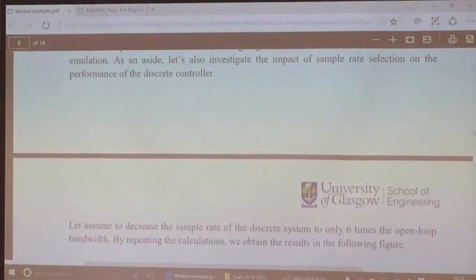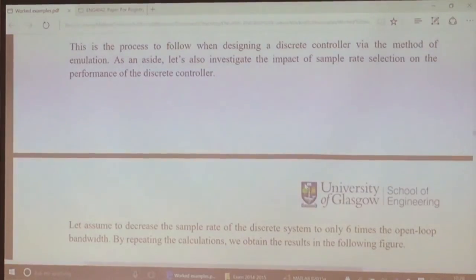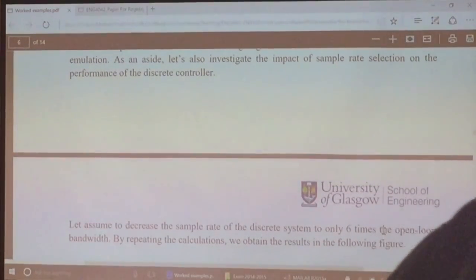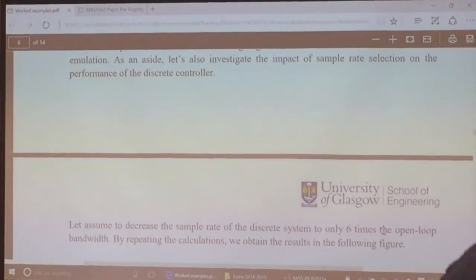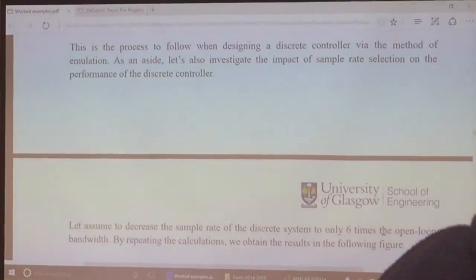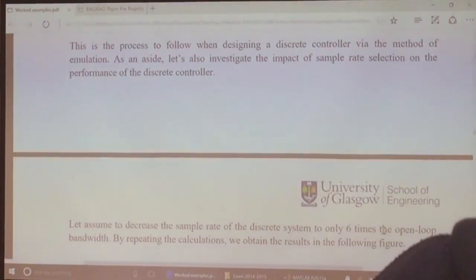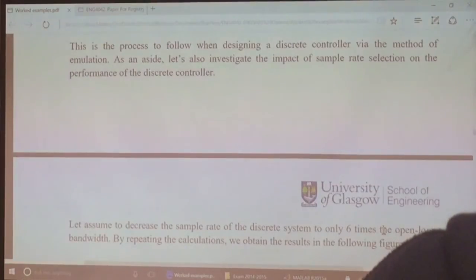What if you can't decide the sample time freely, and you can't decide to keep a sample frequency that is 20 times higher than the frequency of the system? You're only limited to 6 times the open loop value. So the sample time is much larger. Why would you have such a case? Well, it happens if you have to use a computer that you already have. So you can't decide the sample time, that's the one you have, the hardware is already there.